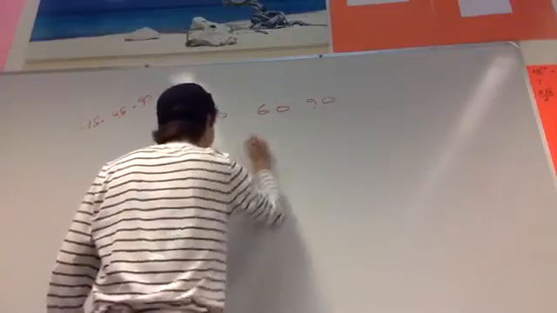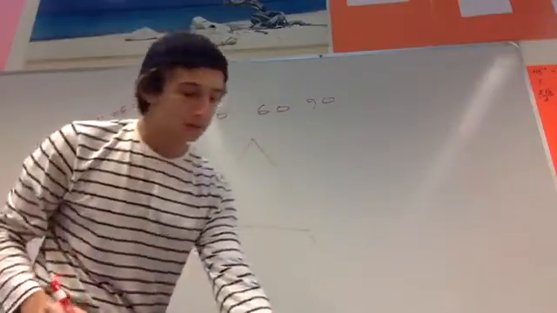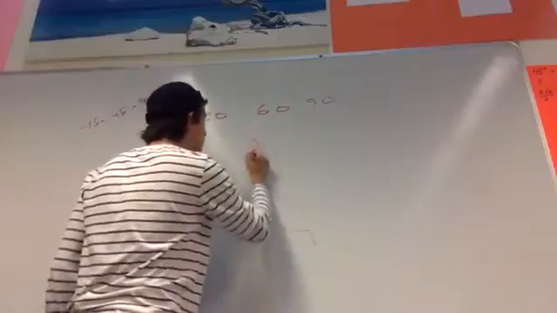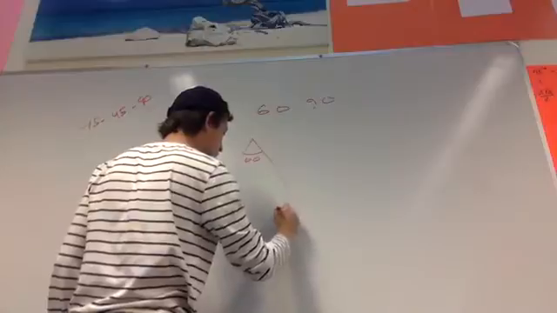For this, let's begin with an equilateral triangle. Recall that an equilateral triangle has all angles equal to 60 degrees and all sides congruent. I'm going to set the sides equal to 2. It will be useful.